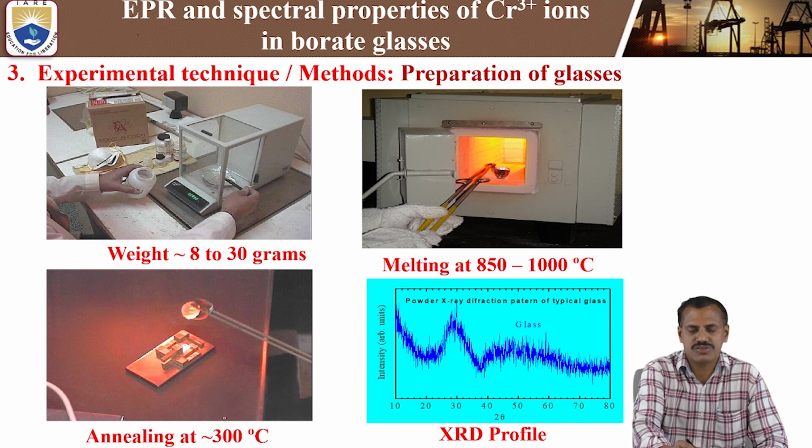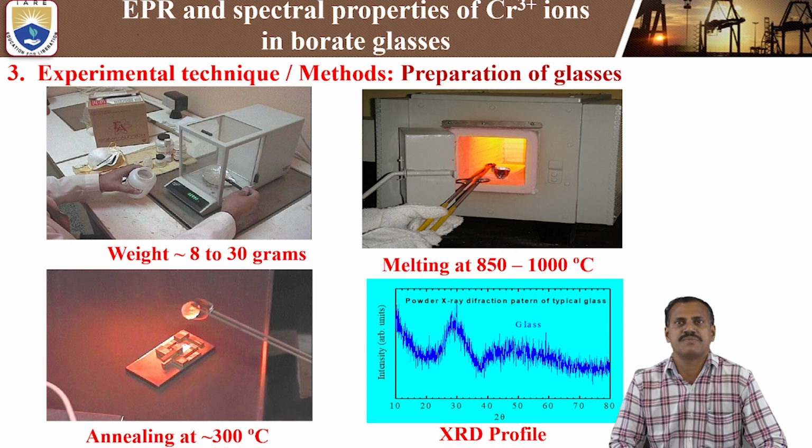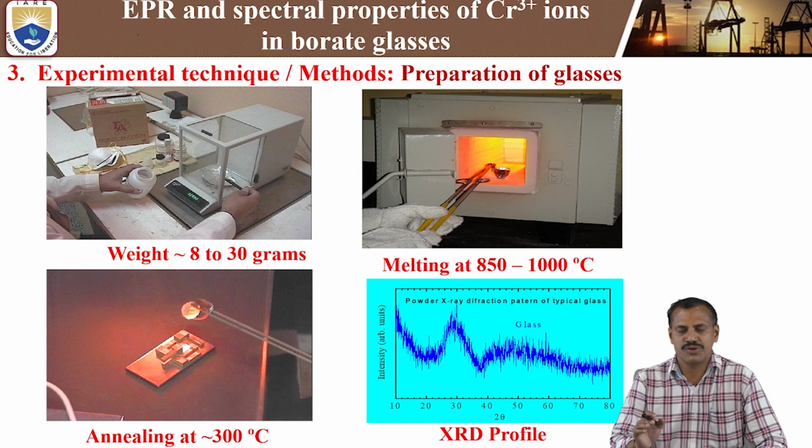After taking the samples, we have to polish and cut different kinds of small pieces for optical and luminescence measurements. First, we have to measure the XRD profile, because after preparing the glass system we need to know whether it is glassy or crystalline in nature. That is the first step. So we take the glass sample, crush it into fine powder, then send it for XRD measurements.